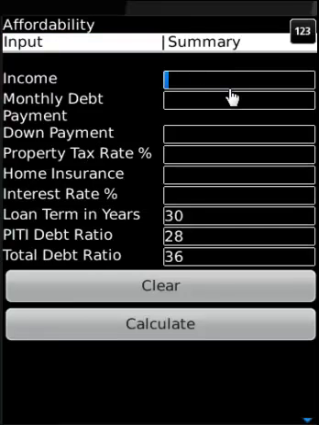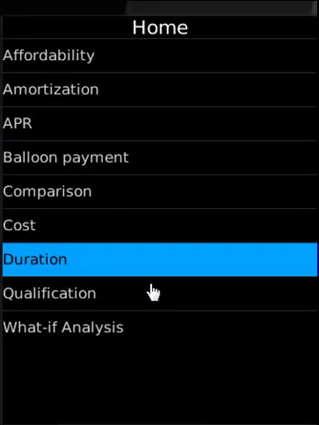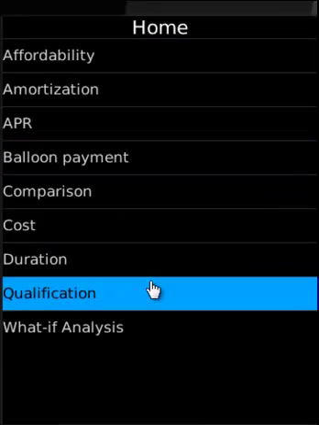So affordability: if we specify some of these criteria, such as income and other parameters, we calculate how big of a house we can afford. So qualification based on the income, what will be the house price requirements.